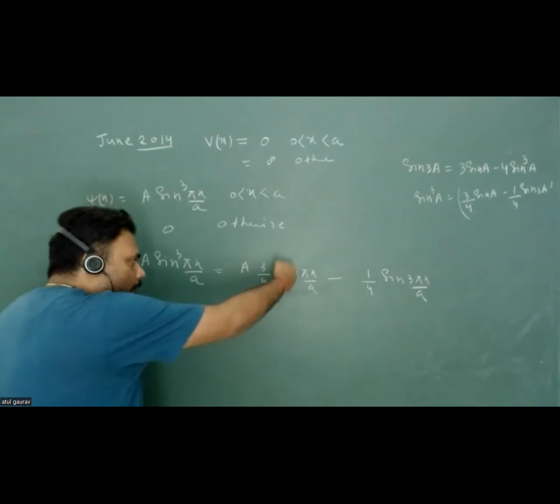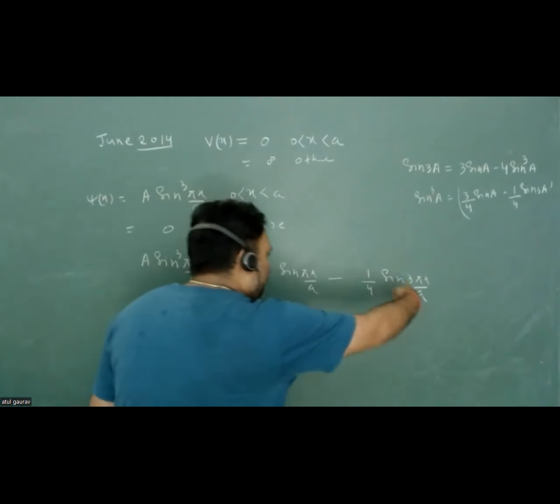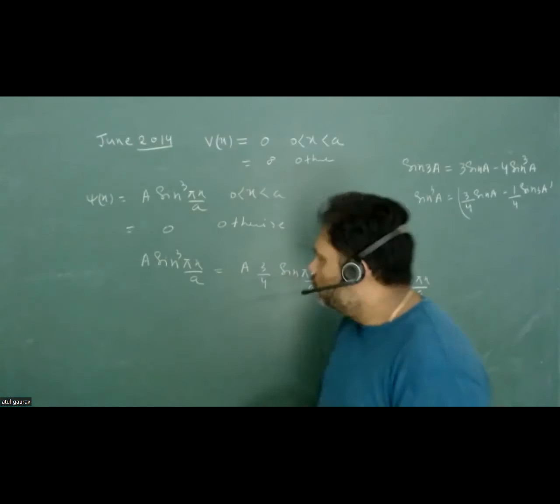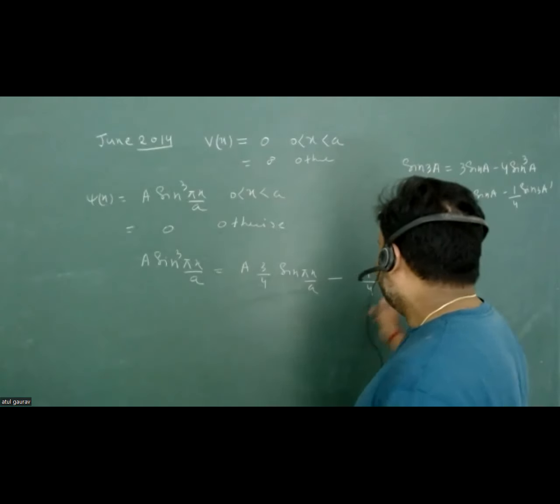What do you have to do? You have to write this thing as phi 1. You have to write this thing as phi 3. So you just have to go and multiply with root 2 upon a and root 2 upon a.